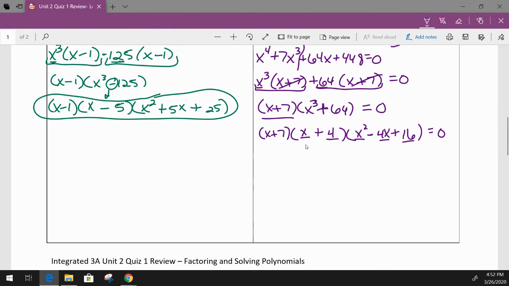All right, so now when we solve, if we set the x plus 7 equal to 0 and subtract 7, we'll get a solution of negative 7. If we take the x plus 4, make that equal to 0, subtract 4, you get x equals negative 4. So those are 2 of our 4 solutions. Those are the easy ones. Now we get to the hard one. This cannot be factored.